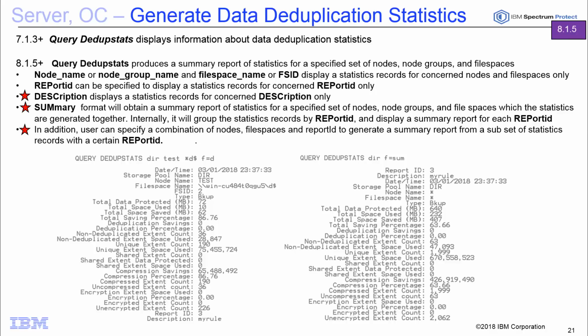So here you can see two different examples, one where we do a query dedupe stats dir test with a wildcard, format equals detailed, and we get back this information, versus a query dedupe stats with a format equals summary. And in this case, you'll get the summary for this specific report ID.